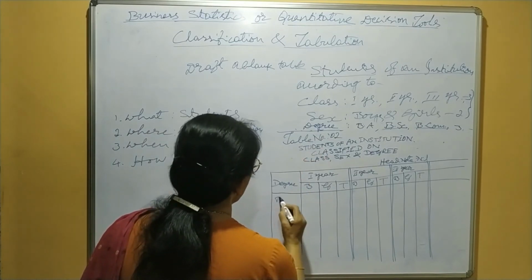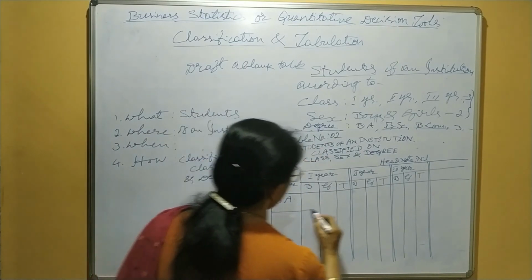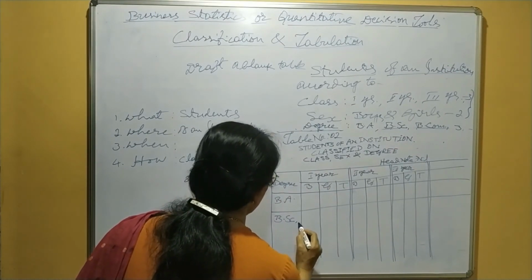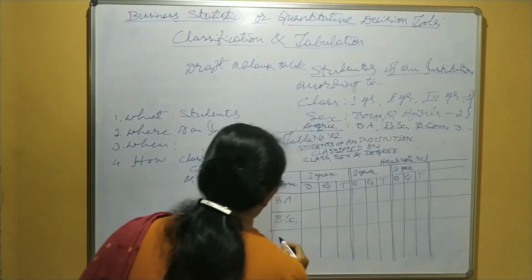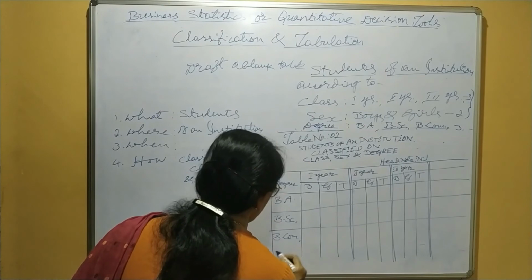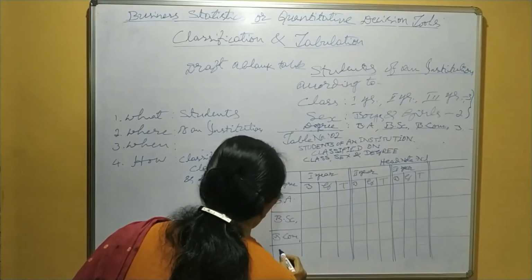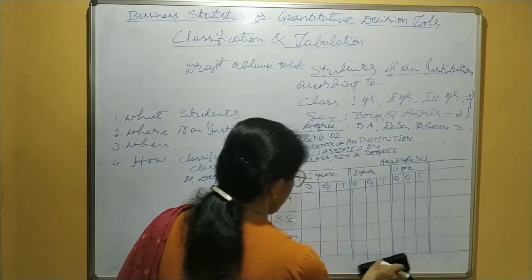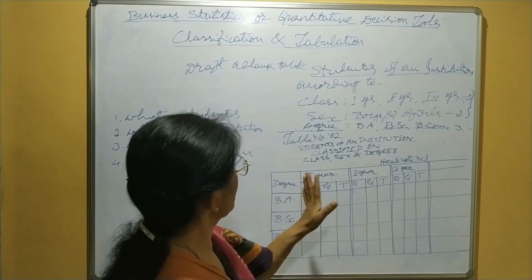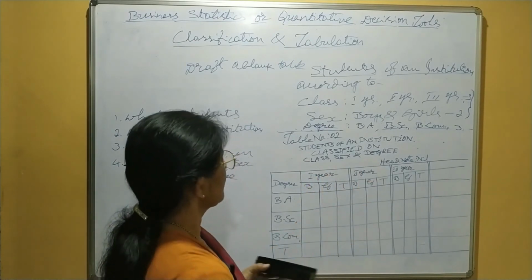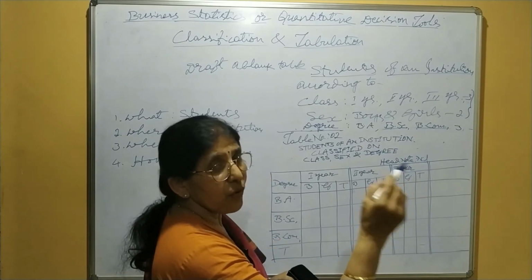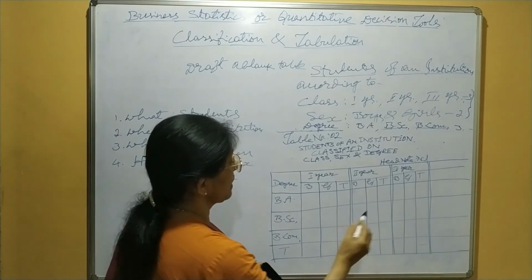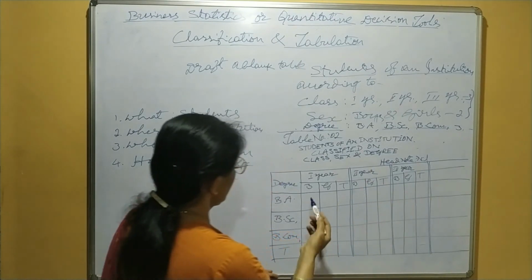Now, here degree. Here we have to take BA. Next one is BSc, BCom, next total. Okay. Now, in the previous problem we had taken only two main columns, but here means we have not taken main total column. It was not necessary there, but here if you stop at this point, then what happens?